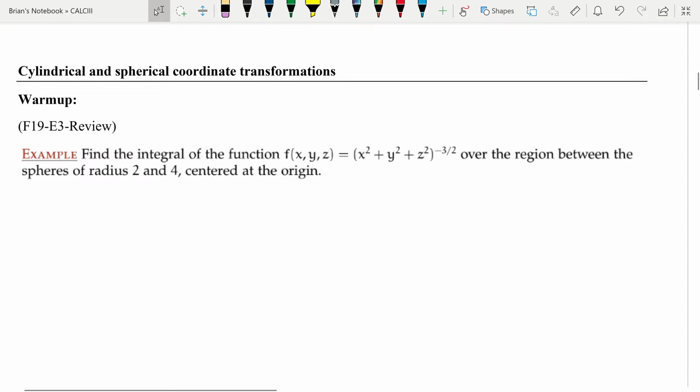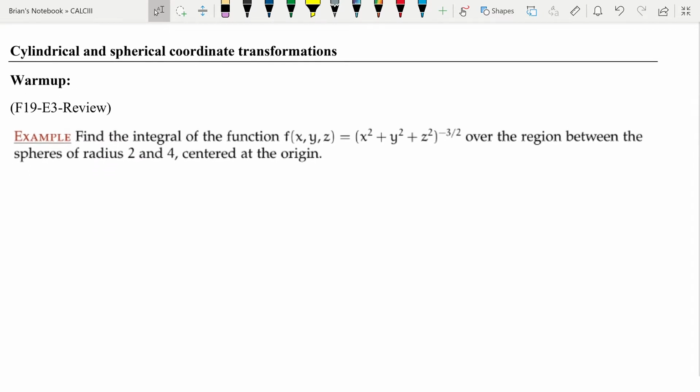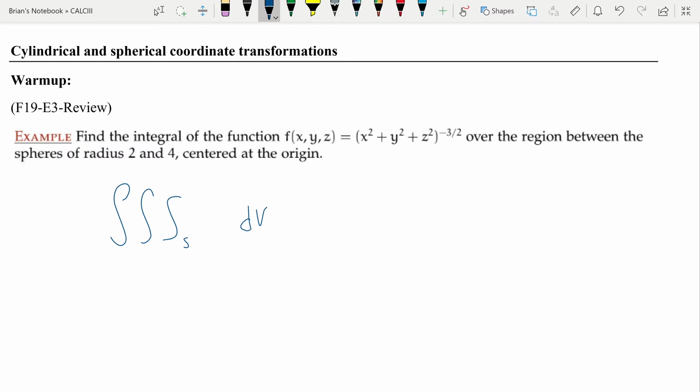From the fall 2019 exam 3 review session, it asks to find the integral of the function, as you can see here, over the region between the spheres of radius 2 and 4, centered at the origin. I'm going to let you guys run off on this right away. Don't necessarily worry about solving the integral, just set it up. We're looking for something in spherical coordinates. If you need to pull up your notes from last session, do that. It'll be a triple integral with some dV, and we're looking for an integral of the function, so f of something.